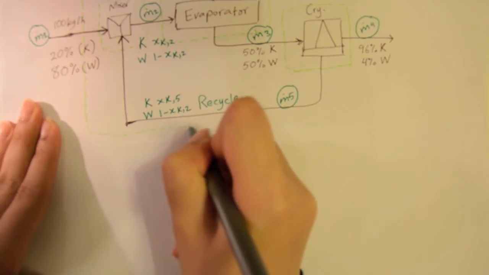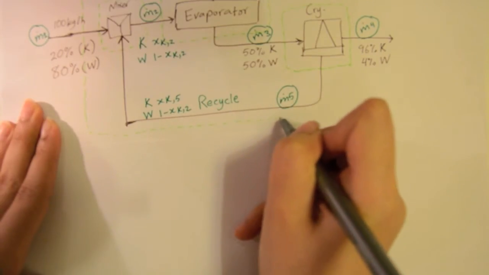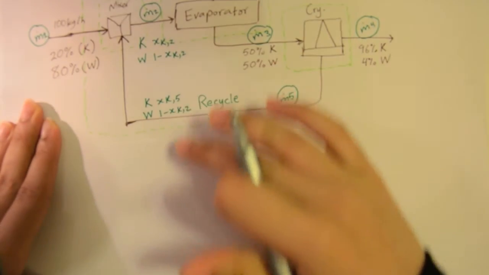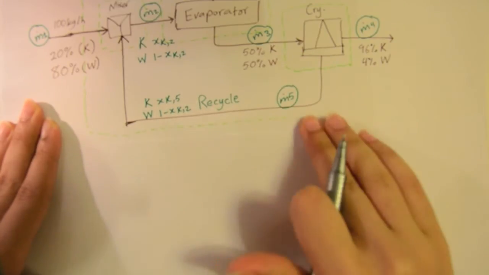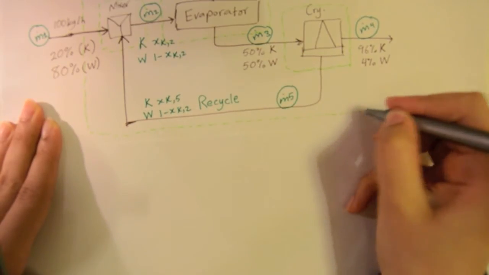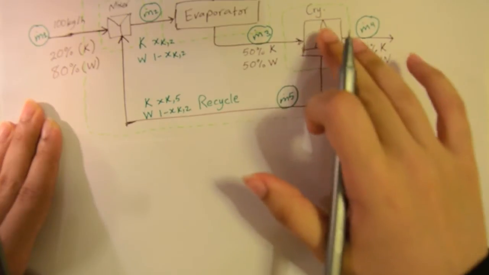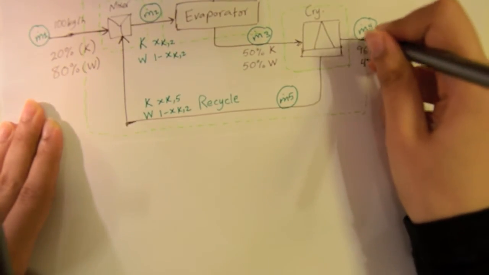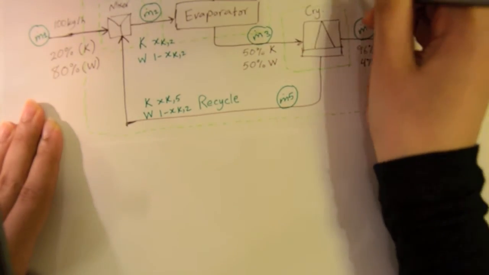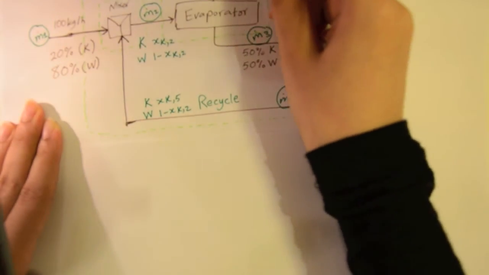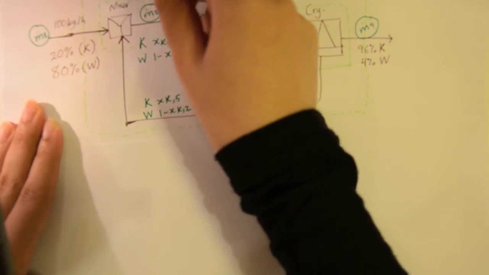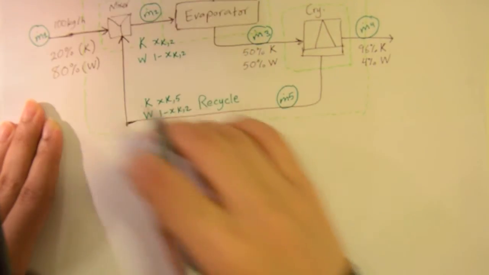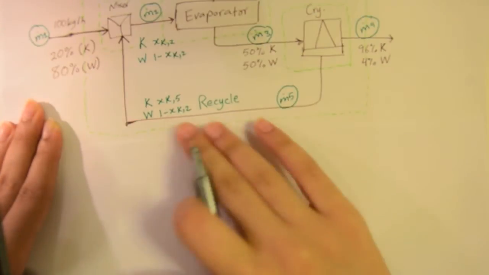Of course, the recycled stream is not crossing the border of the entire process, because it's only between the crystallizer and the mixer. Of course, the pure water is crossing the whole process border.